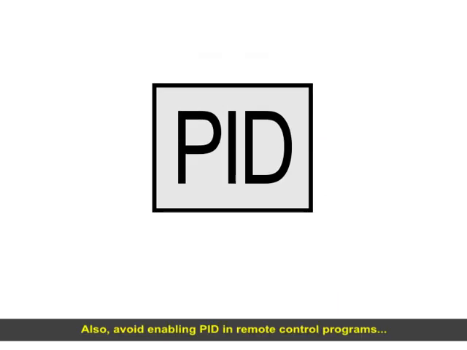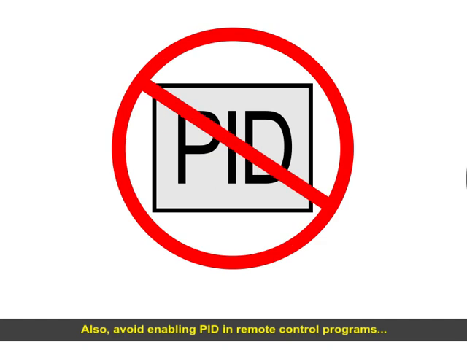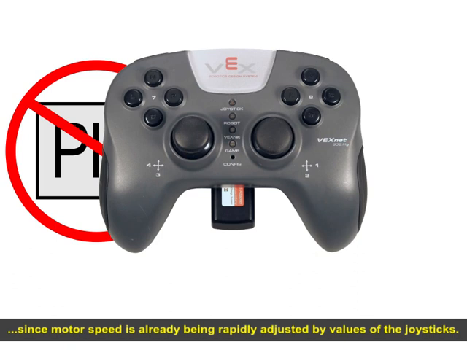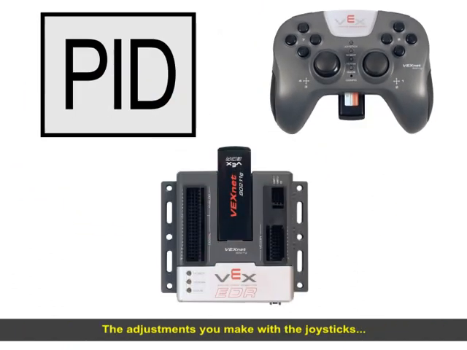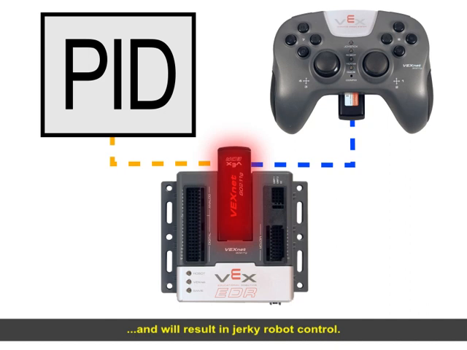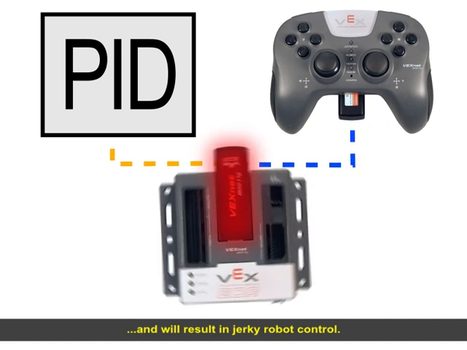Also, avoid enabling PID in remote control programs, since motor speed is already rapidly being adjusted by the values of the joysticks. The adjustments you make with the joysticks will conflict with the adjustments the PID algorithm tries to make, and will result in jerky robot control.